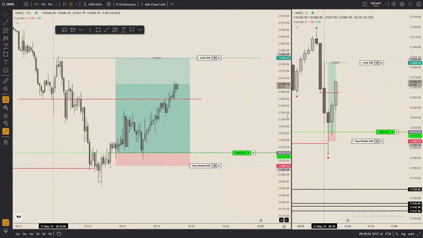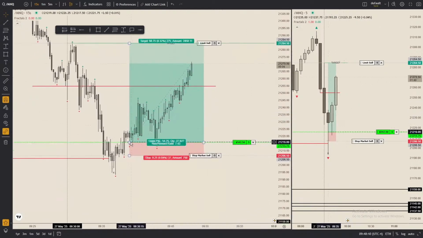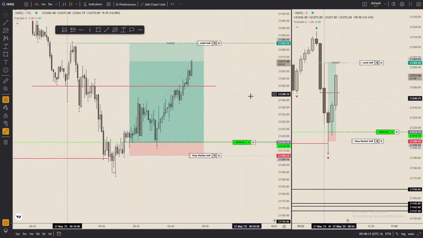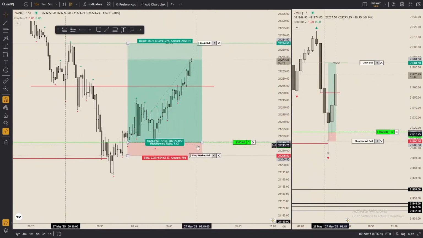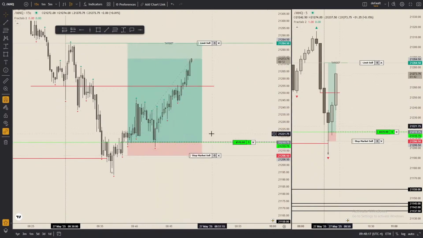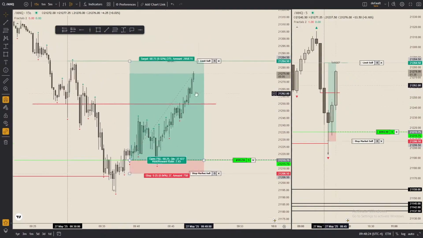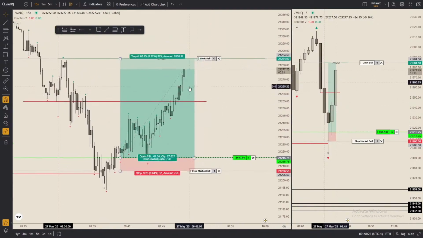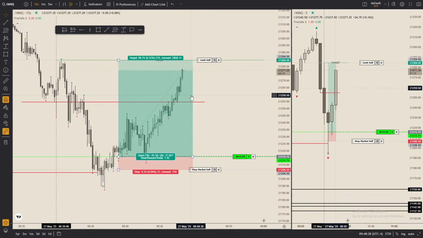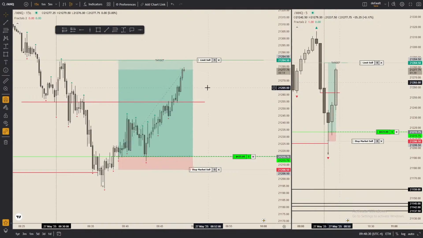I think this is going to make it to the TP here, but just a quick talk about mental psychology in general. Even though I was kind of uncomfortable and felt like I was rushing it and my stop was a little tight, I took the trade anyways. If I had been scared to take the trade, I wouldn't have gotten in this move, and I would have missed out on this $680 trade that I'm about to get here in a second, because we're easily going to push up here to this gap.